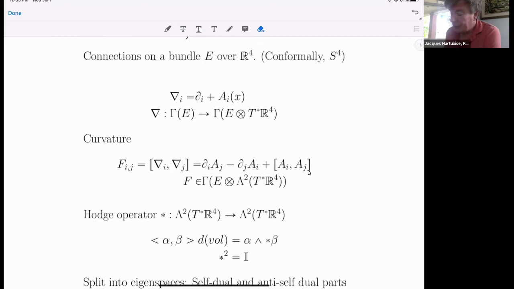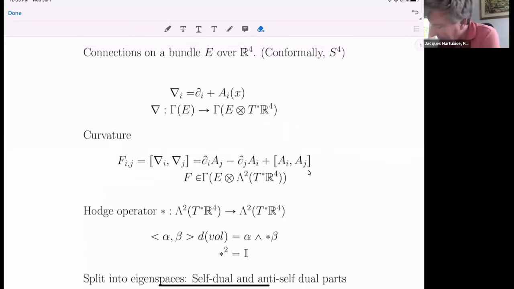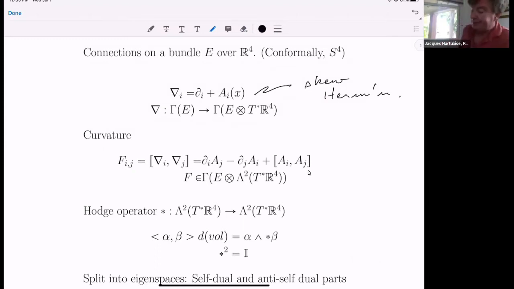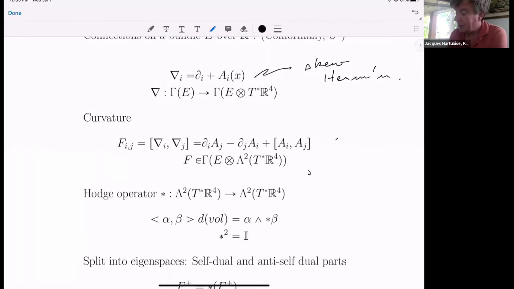So you start with a connection, which you can just write as a covariant derivative. In the ith direction, you've got d_i plus A_i of x. And these are unitary, or not unitary, but sorry, skew-Hermitian. And you've got a connection, and it's got a curvature, which is written here.